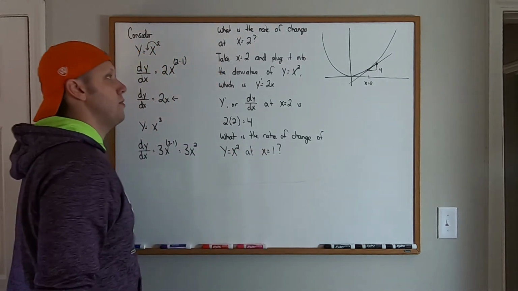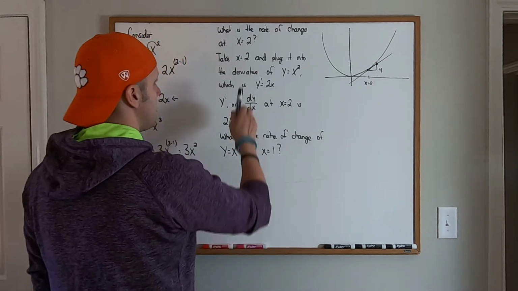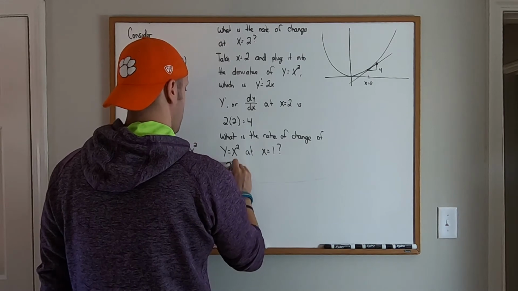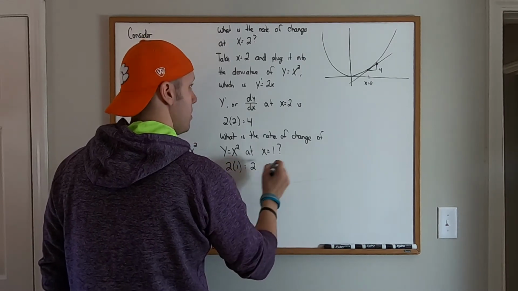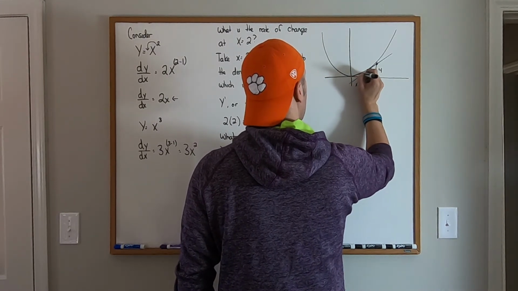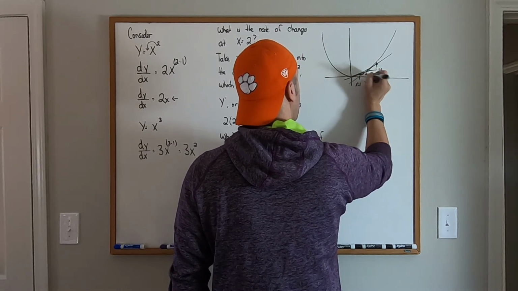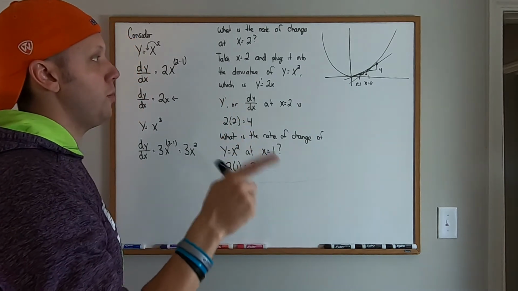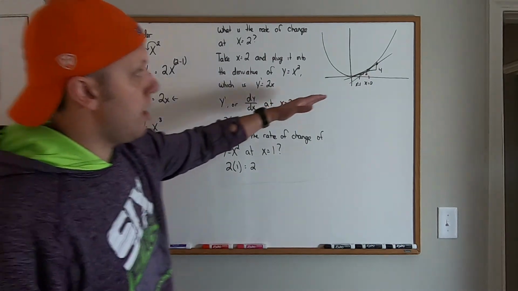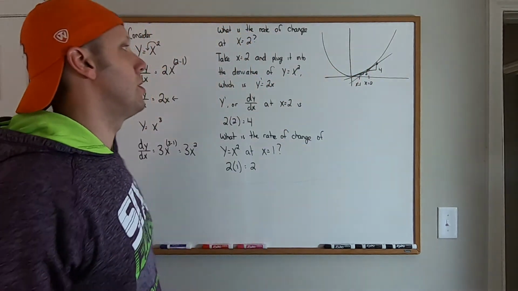What's the rate of change of y equals x squared at x equals 1? Well, do the exact same thing. I'll take x equals 1 and plug it into its derivative. So I'll get 2 times 1 is equal to 2. So here, at x equals 1, it's going to have a much shallower slope. This slope is 2. So if I go 1 unit to the right, I will go up 2 units. So it's going to be a shallower slope than at x equals 2.